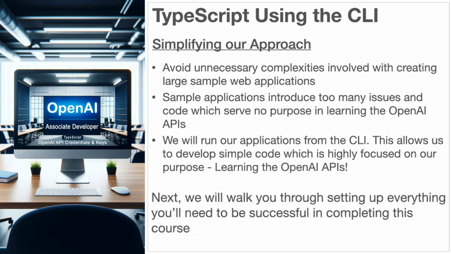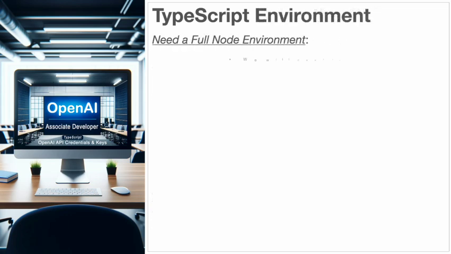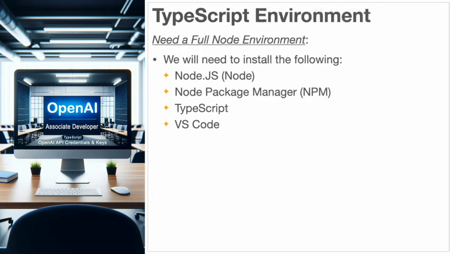This includes installing Node.js. This is a JavaScript runtime that allows you to run JavaScript code outside of a web browser. We will be using Node.js to run our TypeScript code. NPM. This is the Node package manager, which is used to install and manage the dependencies for our TypeScript project. TypeScript. We will be using TypeScript to write and compile our code, which calls the OpenAI APIs. And the VS Code editor.